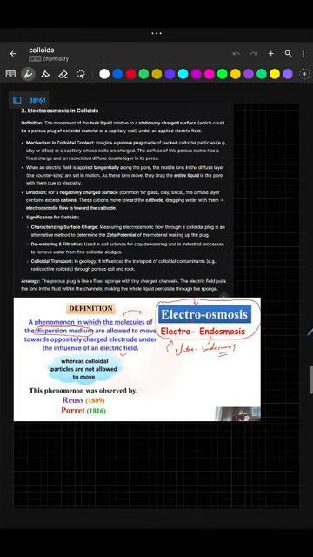And up next, the second last electrical property of a colloid, is electroosmosis. Well, I hope the video has not gotten too long. I think this will be explained in the next video.